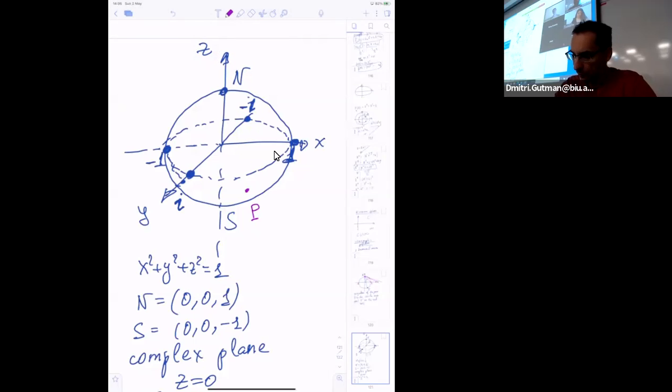And I draw a line that starts at the northern pole and goes to the point P. And somewhere this line crosses the complex plane. And as you see, for the southern hemisphere, it happens within the unit circle. So somewhere will be a point P prime that lies on the complex plane. So what we have accomplished is a mapping between the point on the complex plane and a point on the sphere.